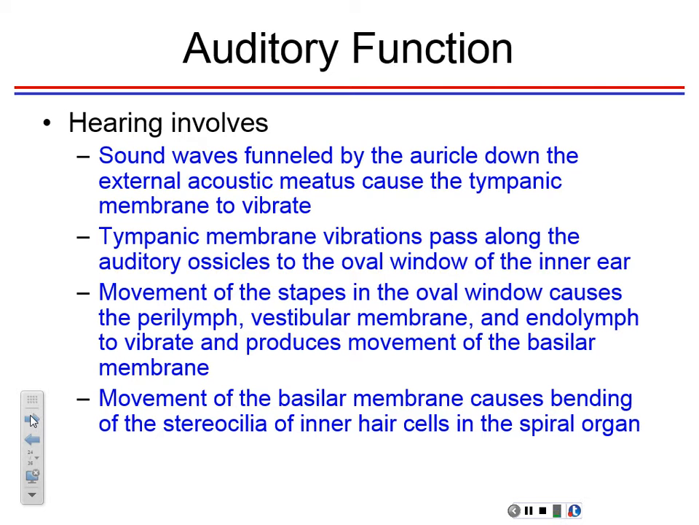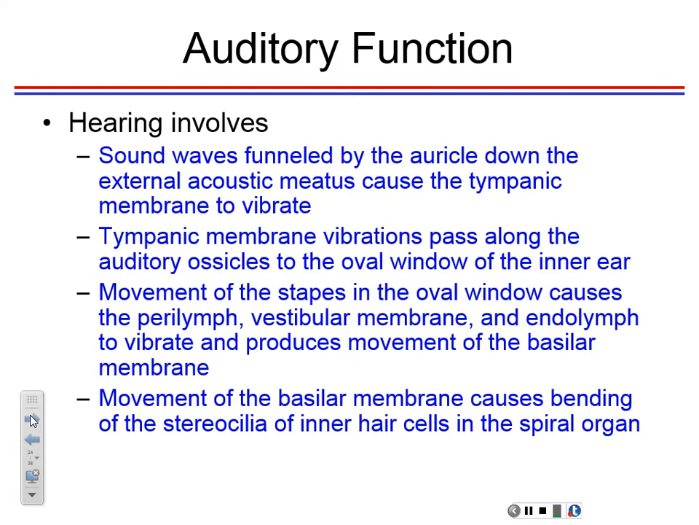The external ear, okay, gathers the sound waves, goes through the external acoustic meatus, and then it will vibrate against the tympanic membrane, and then the malleus, the incus, and the stapes in the middle ear. All right. The stapes will vibrate against the oval window. Okay. And it will agitate the fluid in the scala vestibuli of the cochlea.